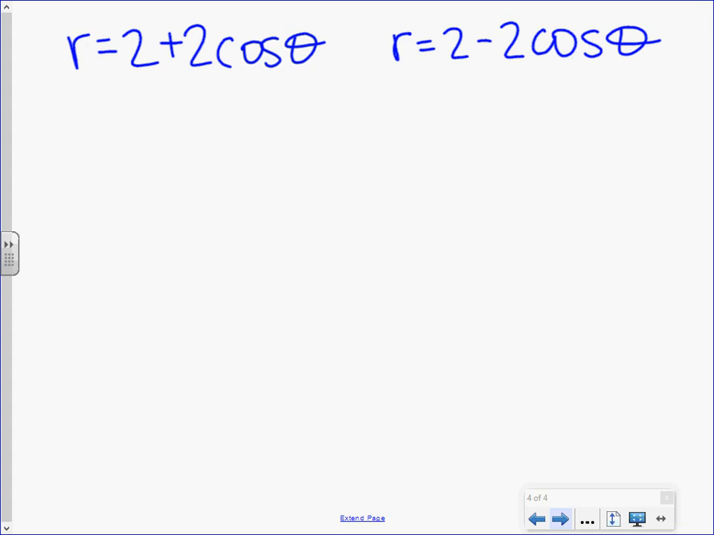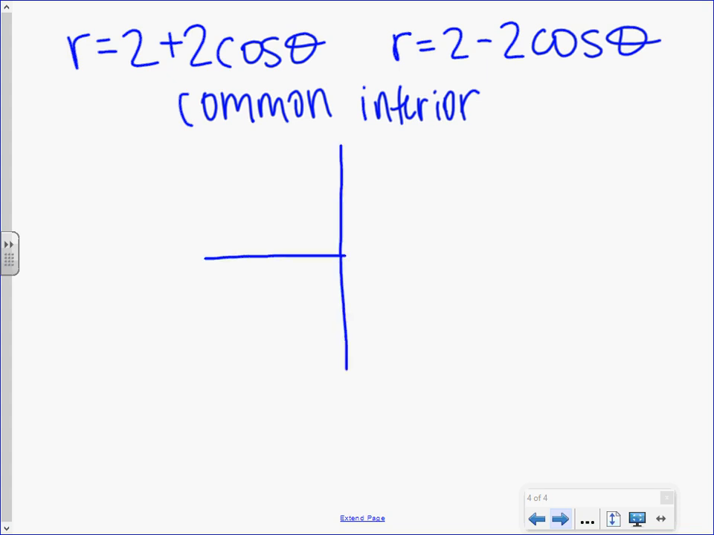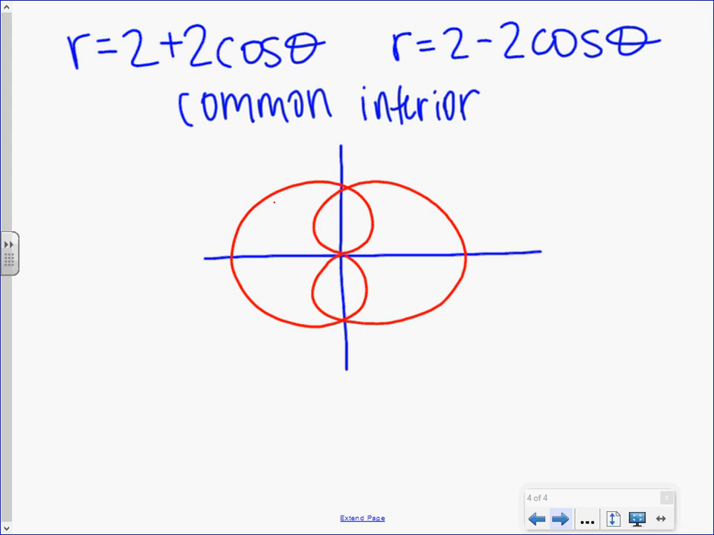All right, I want the common interior. That's another way you'll hear it described. Common interior of these two. What are these two things? They are cardioids. One is going to the right, one is going the other way. Area is in the middle.